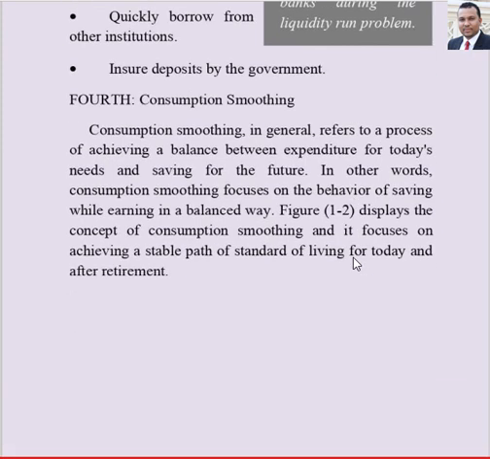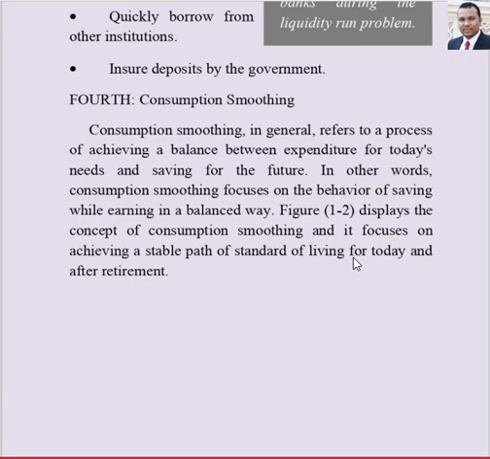Theory number four, consumption smoothing. What do we mean by this theory? In this case, we talk about balance between two points of time. The first one, expenditure for today's needs, and the second, saving for the future.